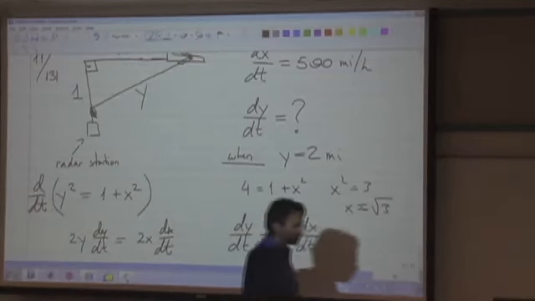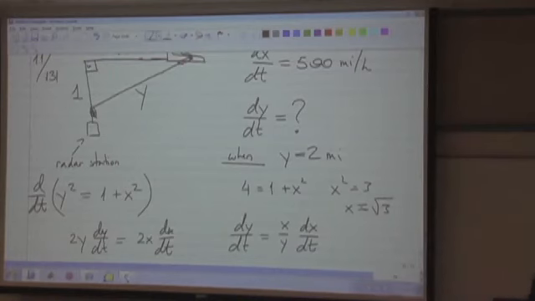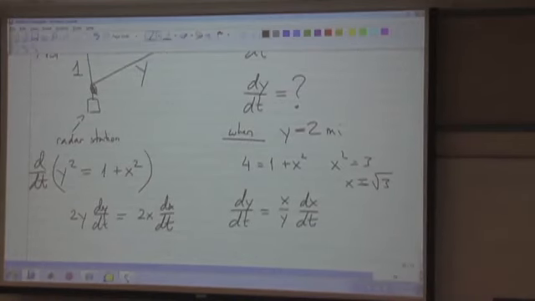So the answer will be dy over dt then is equal to square root of 3 divided by 2 times 500 miles. Yes? I'm sorry, say that again? How do you figure out the units and keep those? Miles per hour.